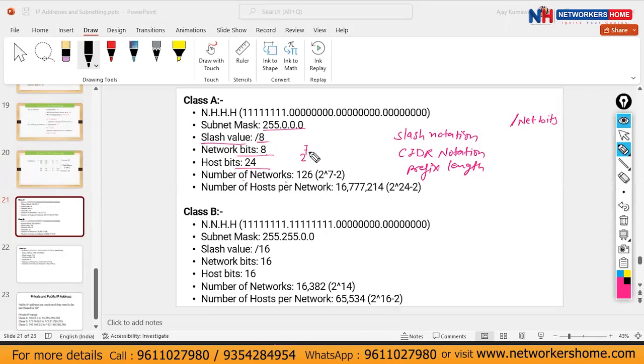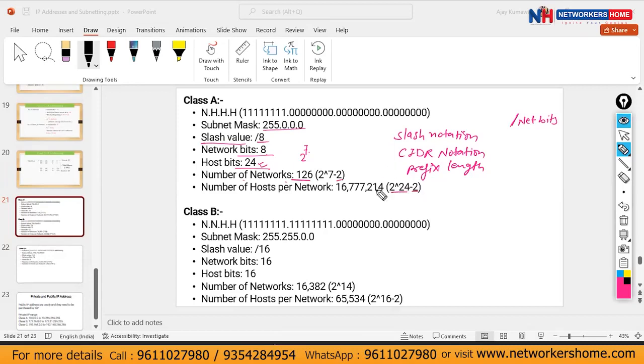So we have 7 bits, so total 128. Now the network 0.0.0.0 and 127.0.0.0 we do not use, so we will reduce 2. So a total of 126 networks are there. In case of class A, the number of hosts: total host bits are 24, so simply 2 raised to power 24 minus 2. That's it.